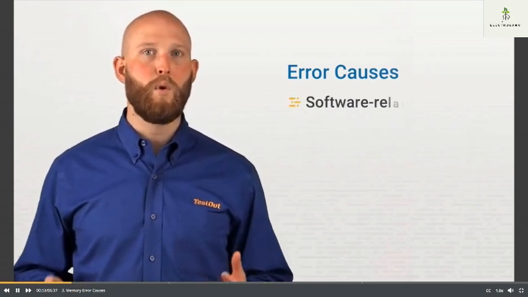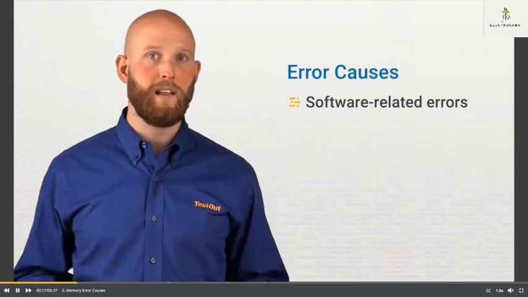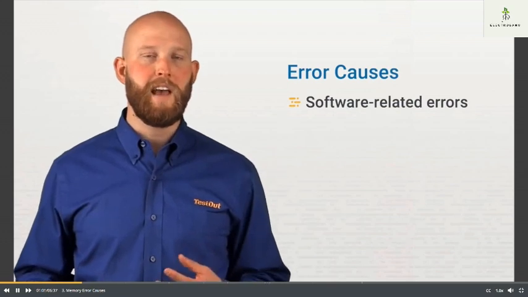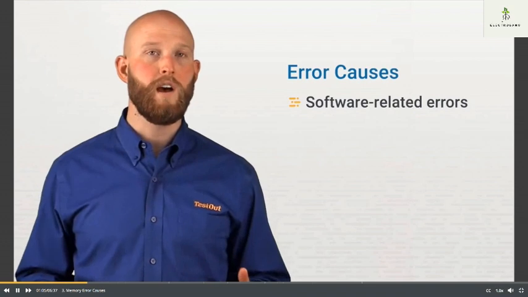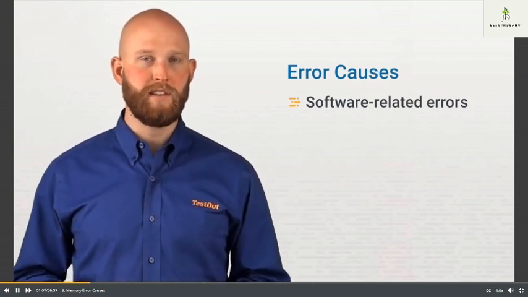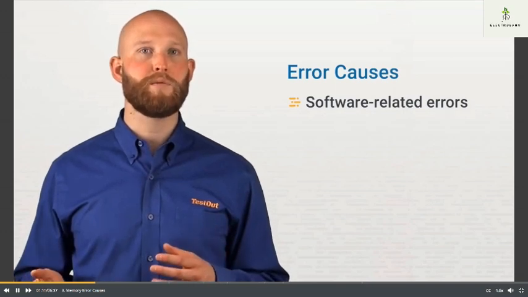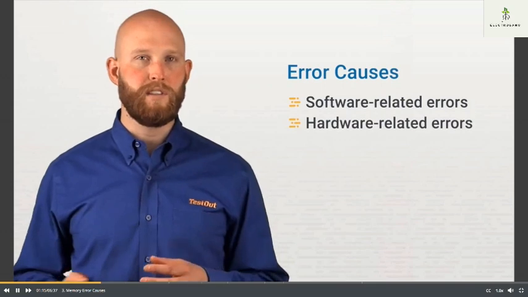For example, a poorly written application can try to use an address in RAM that has already been allocated to another running process. When the operating system detects this, it halts the entire system to prevent further data corruption. On Windows, a blue screen is displayed that describes the nature of the error. However, you may also see a blue screen displayed when a hardware memory error occurs. These errors can be difficult to diagnose.